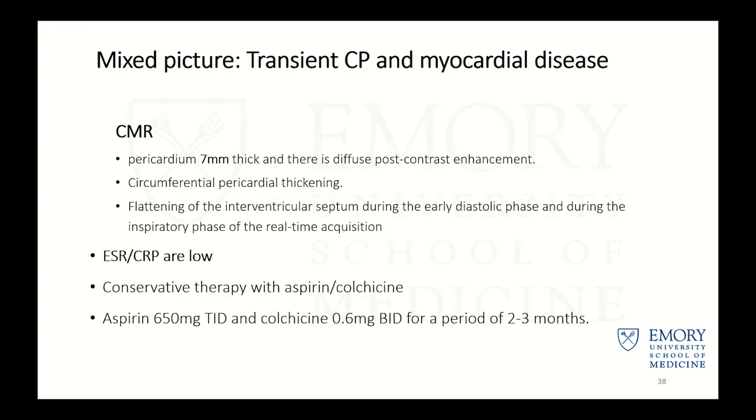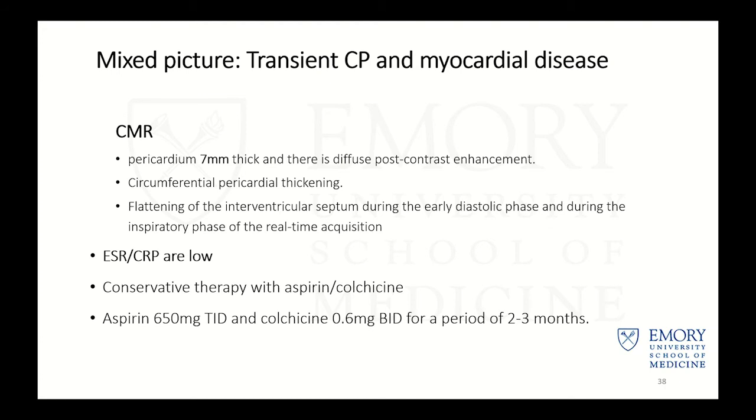So he got an MRI that showed very thick pericardium, about 7 millimeters. They actually found a lot of fibrosis in the LV, which they thought that he may have had myocarditis in the past. That was the primary reason for his LV dysfunction. They saw clear flattening of the interventricular septum during early diastole.